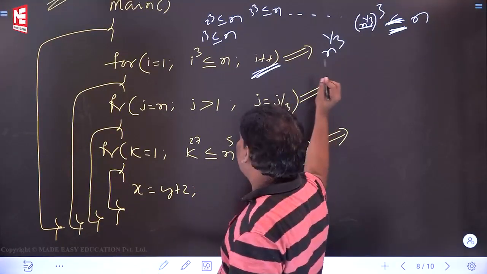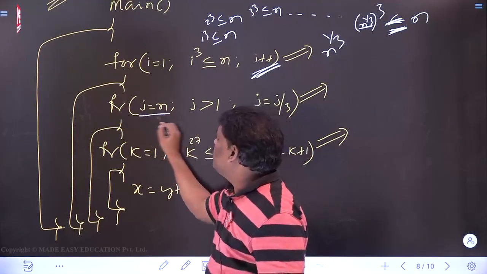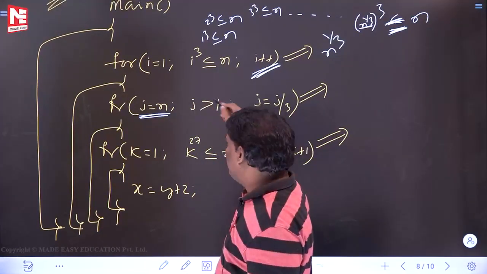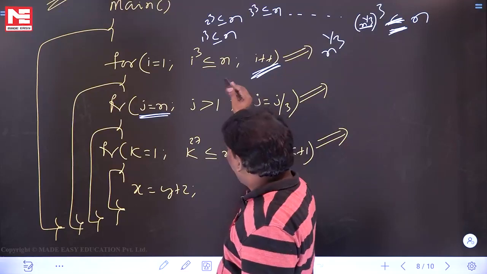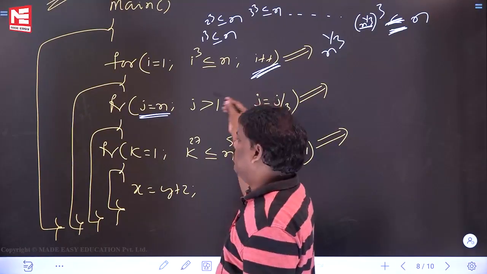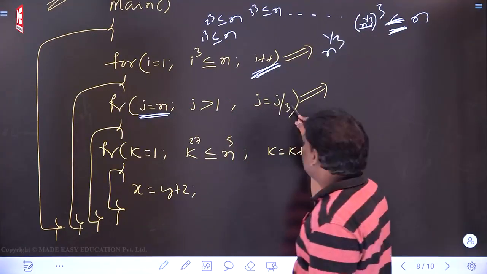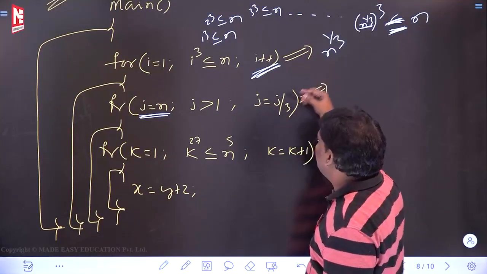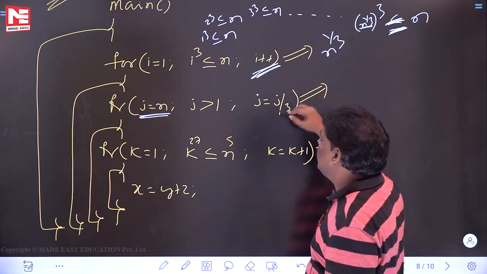Right, the first one is n power 1 by 3. Second time, see this one. J started from a big number, and because it is a big number, you always decrease. Whenever the J value becomes 1, it fails. Right, you have to decrease. How is it decrementing? Always J divide by 3. Always if you divide by 3, what is the answer?